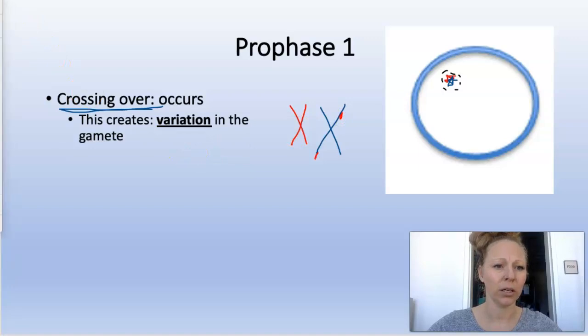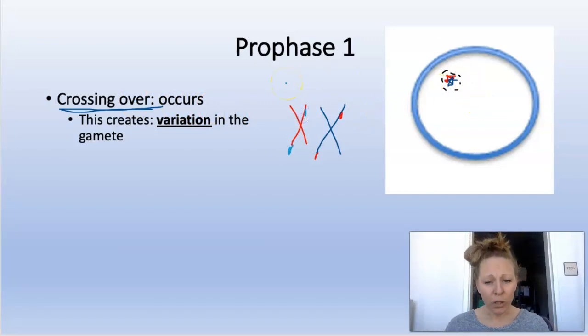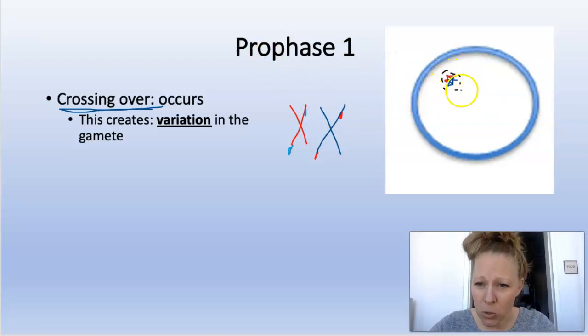And so here, we're going to just draw that out a little bit. And this is where that's going to happen. So crossing over occurs during prophase 1. So this is in the nucleus, and crossing over is starting to happen.